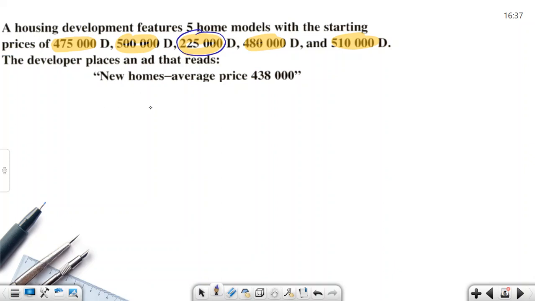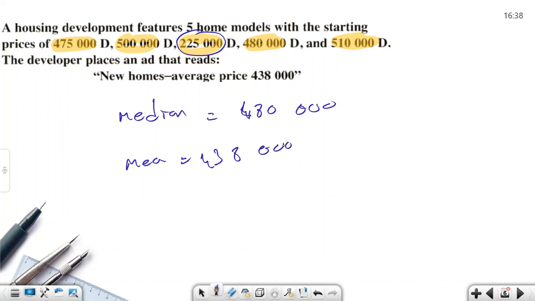There is an outlier, 225. To show the central tendency, we need to use the median, which is 1, 2, 3, so 480. So we can say the new homes' average price is 480. That will be true, 480,000. But instead of that, they use the mean. Because of the outlier, the mean looks lower than the average, 438,000. So that's the misleading part. Actually, the real houses start from 400. The average price is 480, not 438.